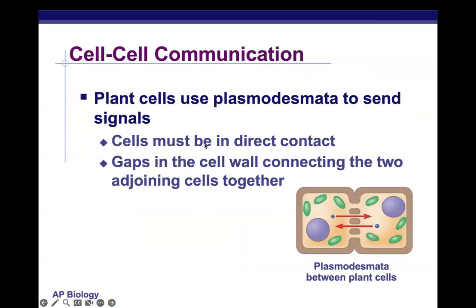So again, here's an example of a plant cell using plasmodesmata to send a signal or a substance to diffuse from one cell to the other through these gaps in their cell wall, similar to the gap junctions that exist in animal cells.